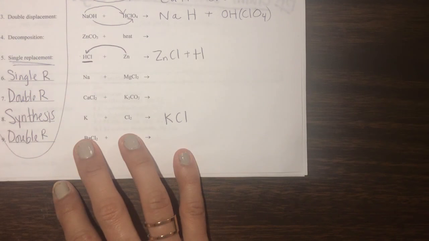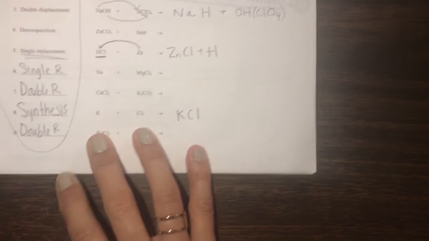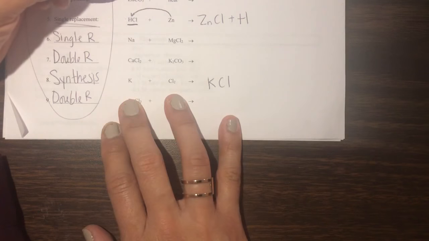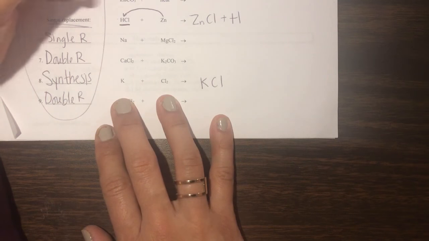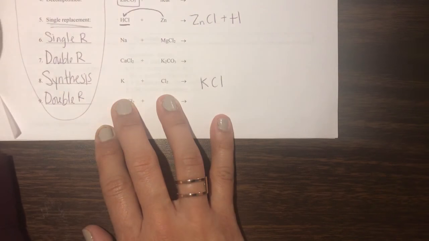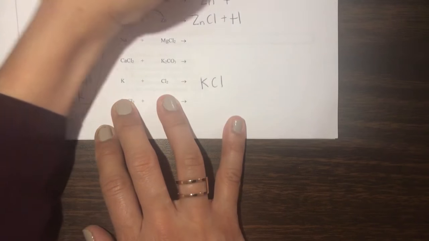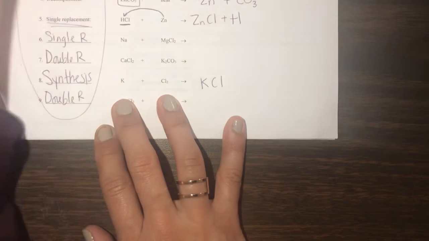Let's look at number 6. A decomposition, a breakdown. Zn CO3 were together, but when you write it, it'll be Zn plus CO3.